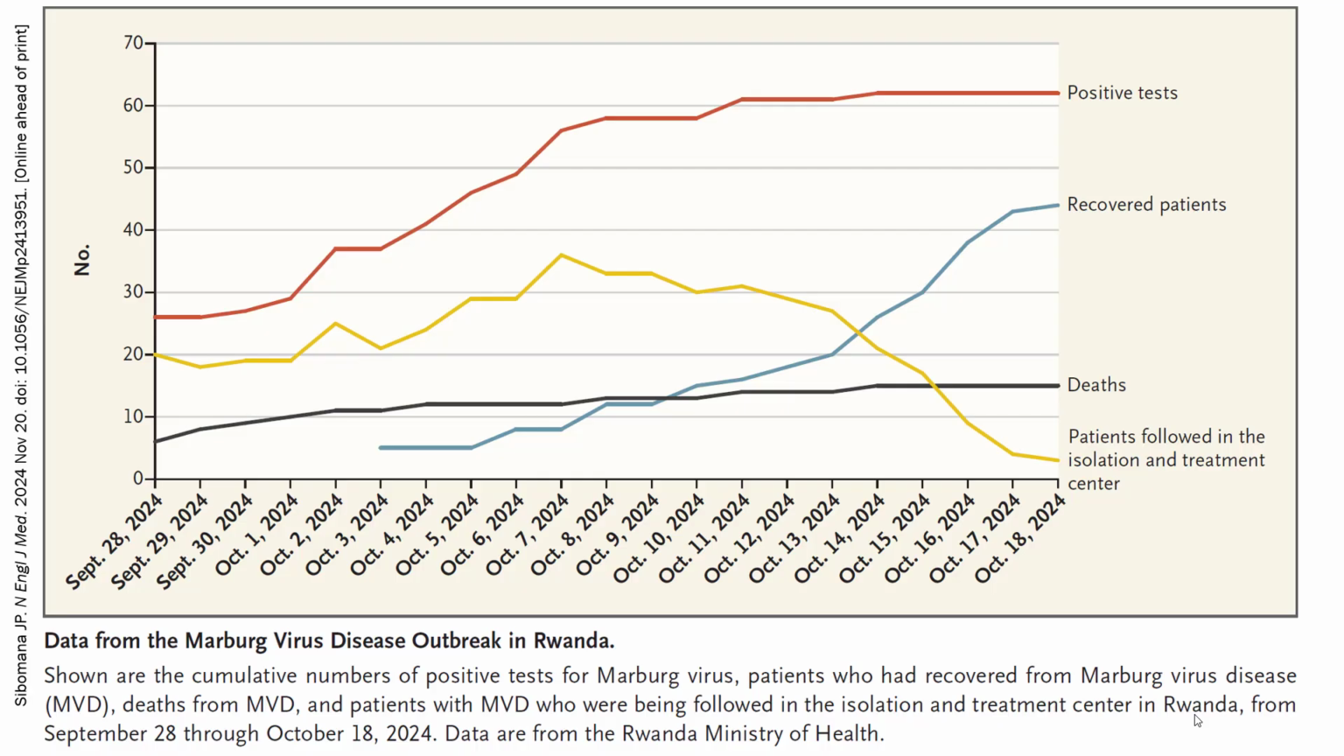Here's an example. This was in the New England Journal of Medicine just past November. So I took a screenshot. So this is good, right? They're only showing you the relevant data. They're talking about positive tests for the Marburg virus, if there's an outbreak in certain countries. So they're looking at positive tests, recovered patients, deaths, and patients followed in the isolation and treatment center.